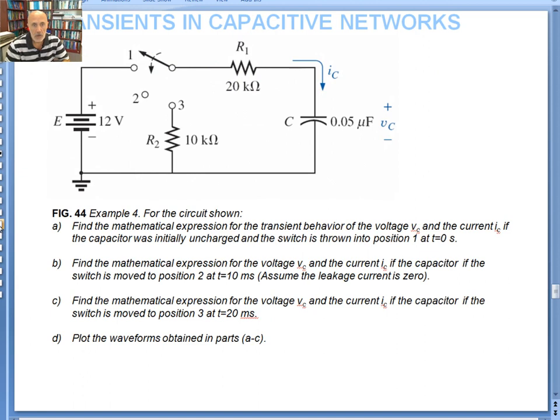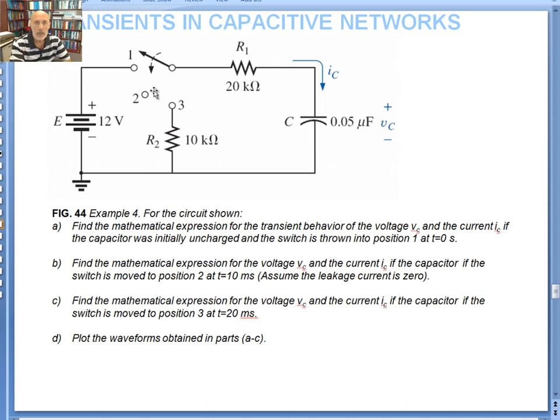It says for the circuit shown, find the mathematical expression for the transient behavior of the voltage across the cap, V sub C, and the current through it, if the capacitor was initially uncharged and the switch was thrown to position 1 at t equals 0 seconds. So the cap is completely discharged. You have this hooked up in a lab and at time t equals 0, you switch to position 1. Part B of the problem says find the mathematical expression for the voltage V sub C and the current I sub C if the switch is thrown to position 2 at 10 milliseconds.